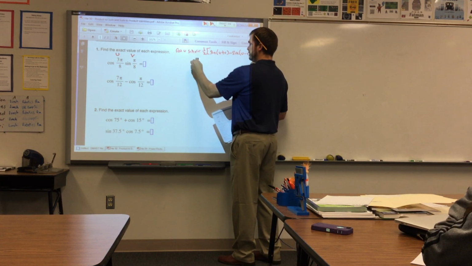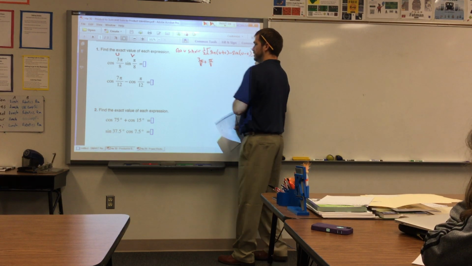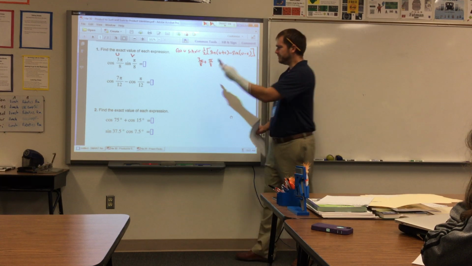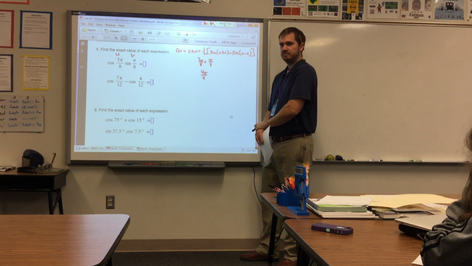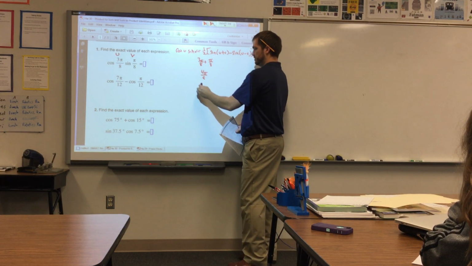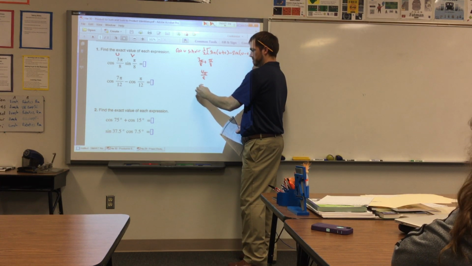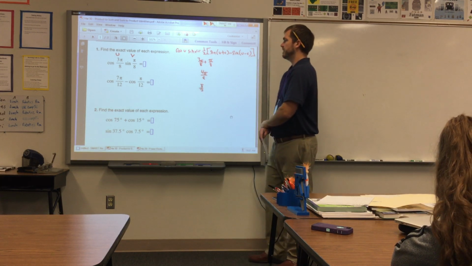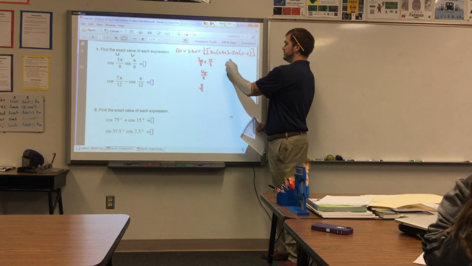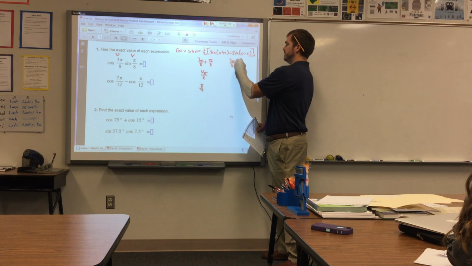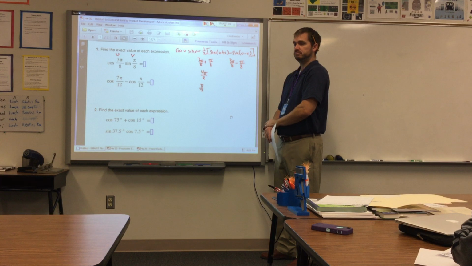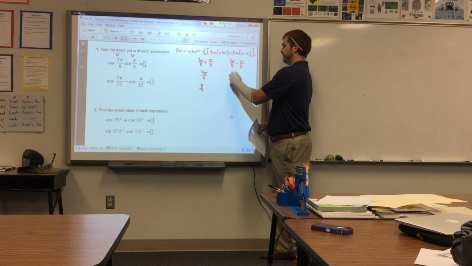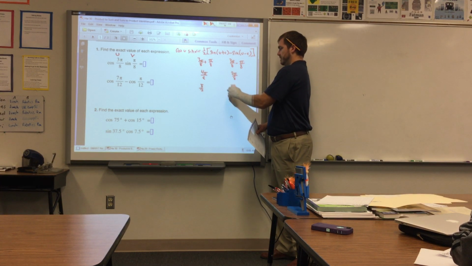So U plus V would be 3 pi over 8 plus pi over 8. That's 4 pi over 8. Can you reduce that? Yes, that's 1 half pi, pi over 2. What about U minus V? That's going to be 3 pi over 8 minus pi over 8. So 2 pi over 8, which reduces to pi over 4. I like it.